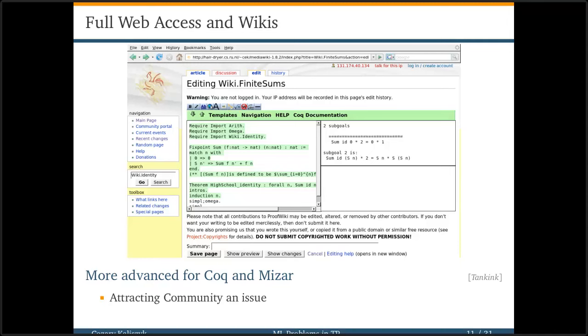So if you think about Wikipedia, there are lots of people who are excited and doing this. Why are we not doing such things? I think it's really about attracting a community to this, but I would be quite interested in whether a system for multiple provers that works in this way could actually be created, one that has all the nice features.